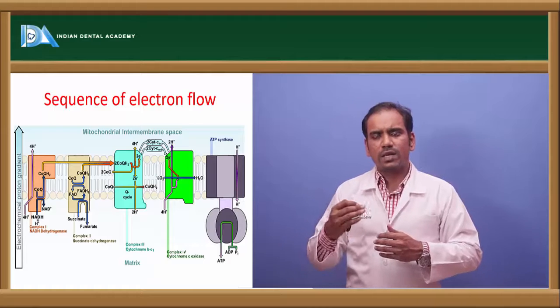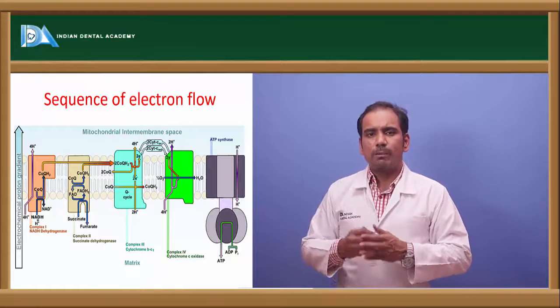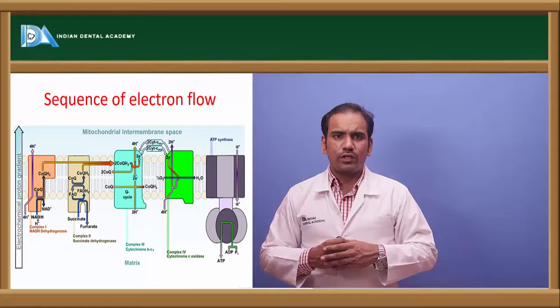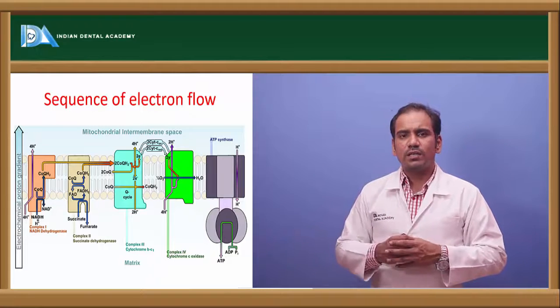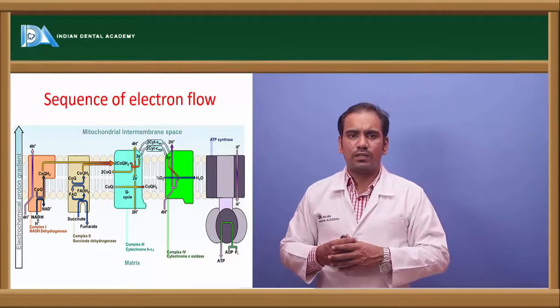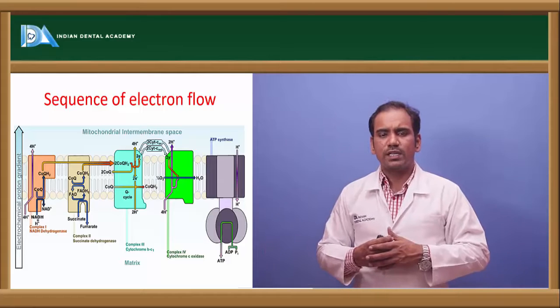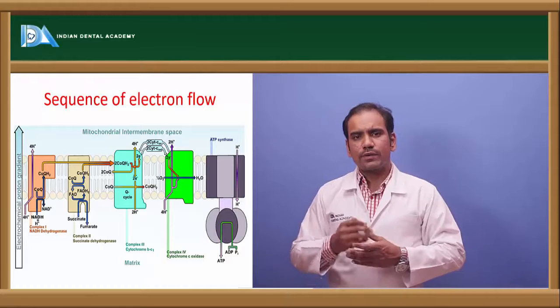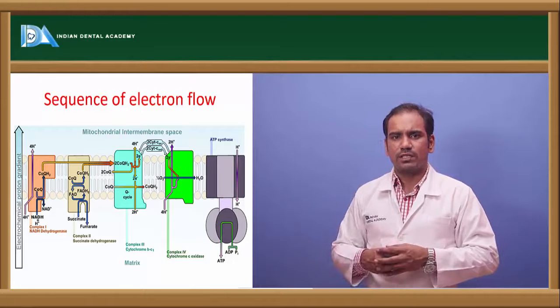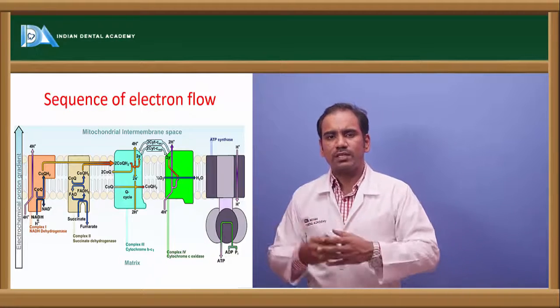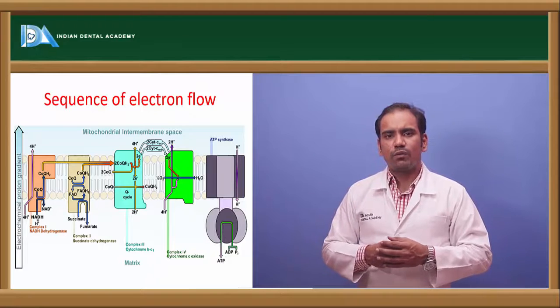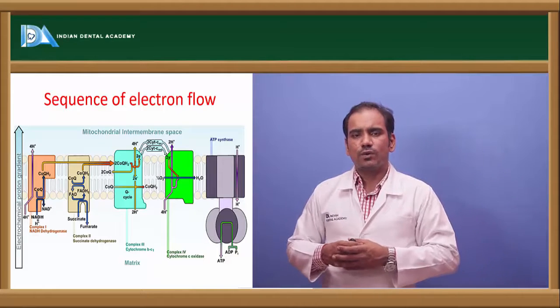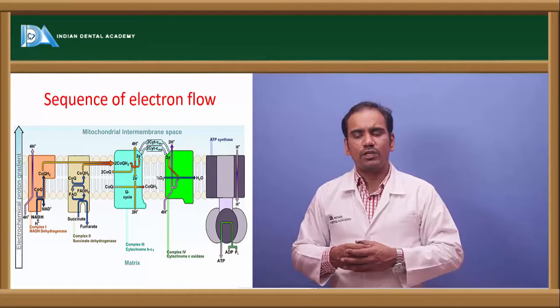So ATP is synthesized in two ways. The main way is oxidative phosphorylation and the other one is substrate level phosphorylation. In substrate level phosphorylation, ATP is synthesized directly from the substrate, so that's why we call it substrate level phosphorylation. It won't require the help of the electron transport chain, or the reduced coenzyme forms like NADH, FADH2.